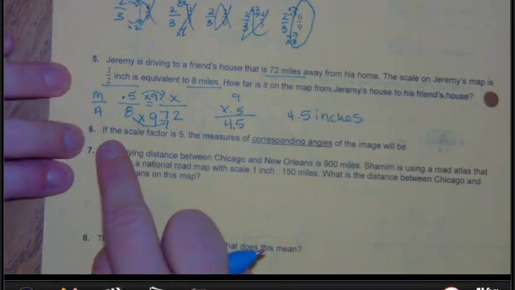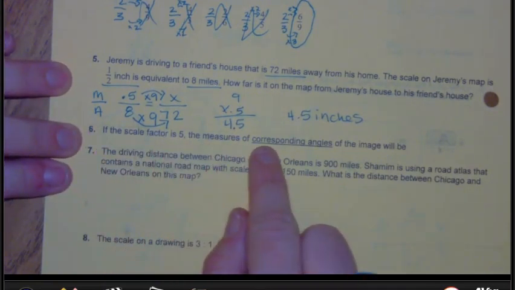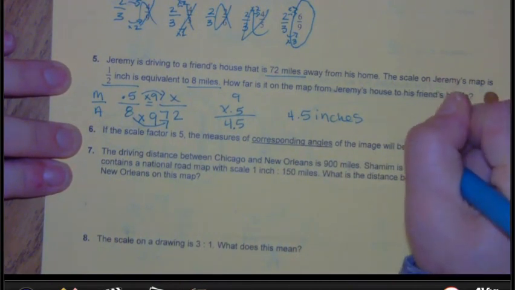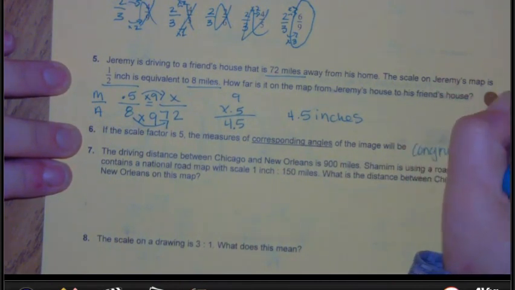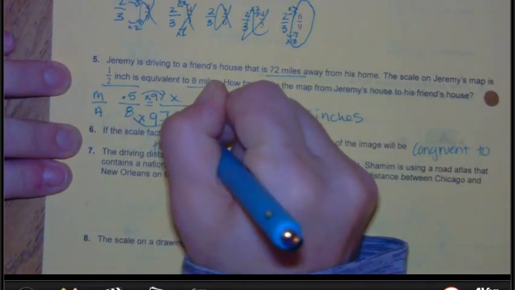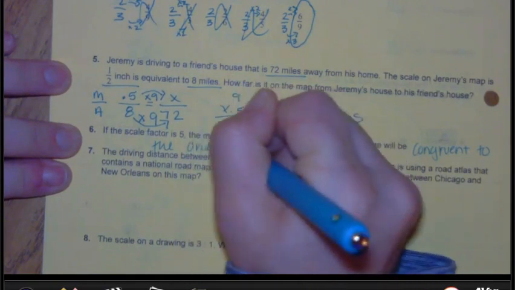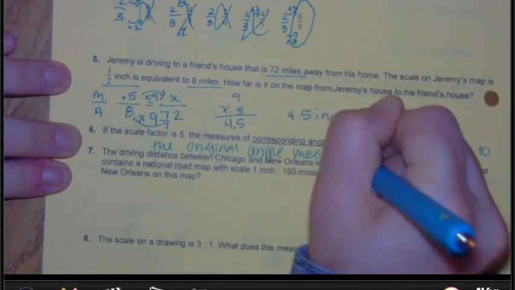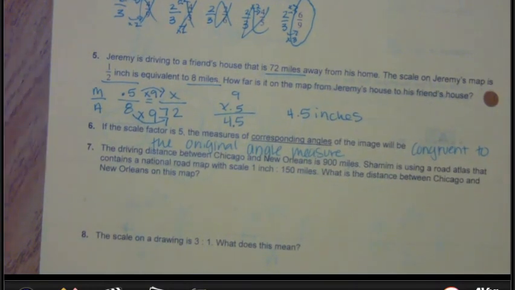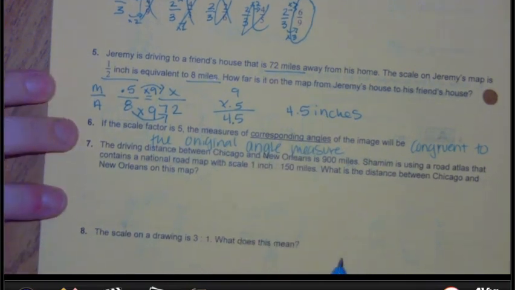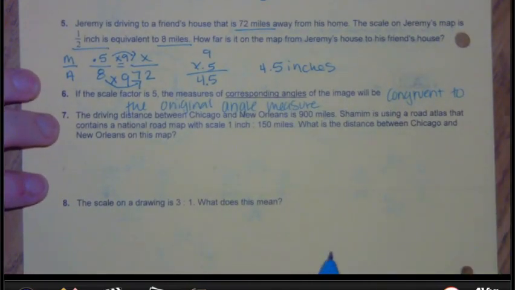All right, number 6. I'm sorry, it's really small. If the scale factor is 5, the measure of the corresponding angles of the image will be congruent to the original angle measure. Just because I scale my model or my figures up one size or the other does not mean my angles will. My angles will stay the exact same measure.